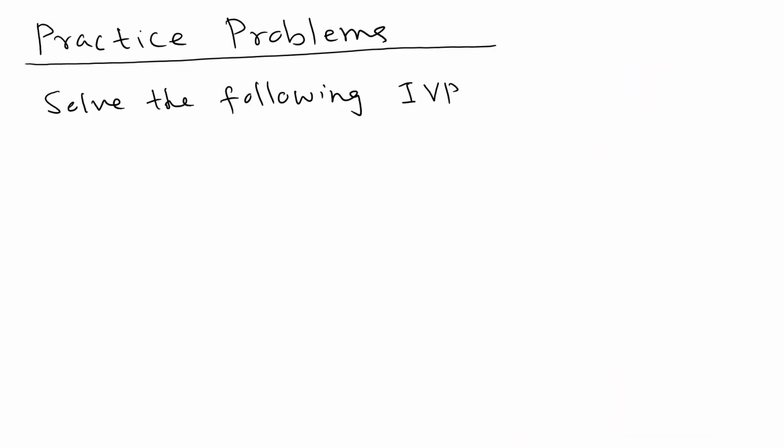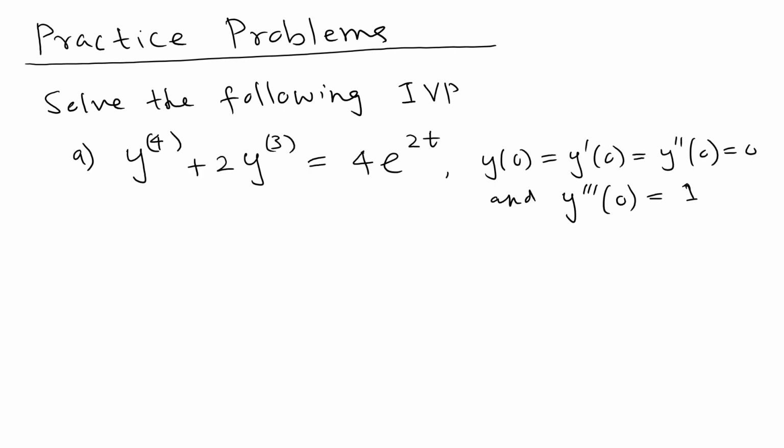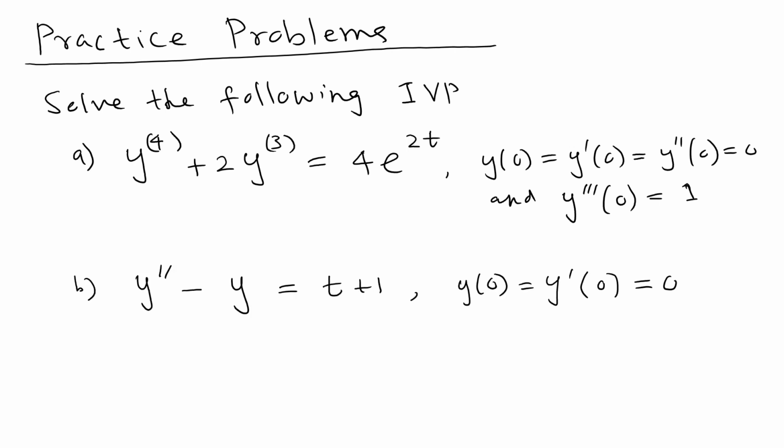So let's solve the following initial value problems. As the first one, we have this. And as a second one, you can try this one: y double prime minus y equals t plus 1, with y of 0 equals y prime of 0 equals 0. You can try these 2 problems and see how well it simplifies, and you can use the convolution method to get the answer very quickly.